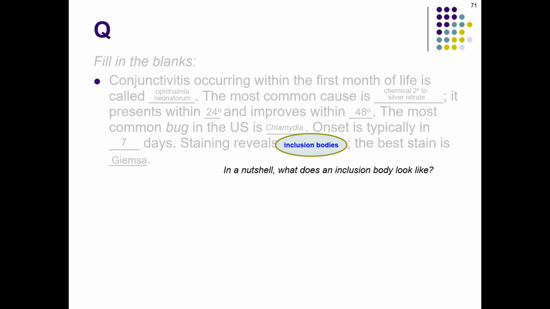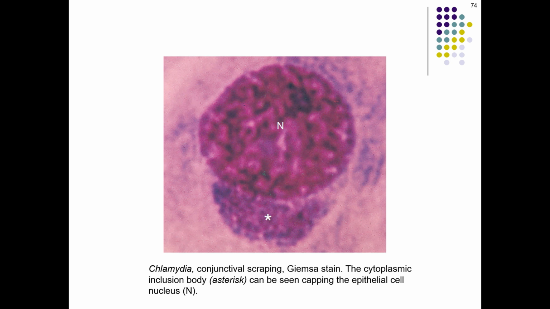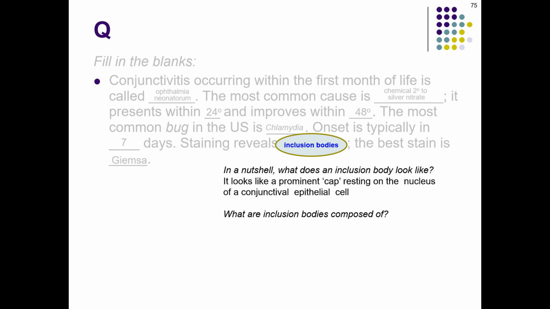So if we just touch briefly on inclusion bodies, what does an inclusion body look like? It looks like a prominent cap that we'll show you in just the following slide, resting on the nucleus of conjunctival epithelial cells. This is an example of conjunctival epithelial cells. This is the nucleus, and this is the prominent cap. Resembling the inclusion body caused by the chlamydia, and this is Giemsa stain. So if you were asked what is the composition of the inclusion bodies, they are chlamydia organisms.